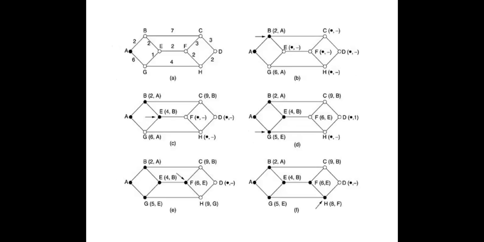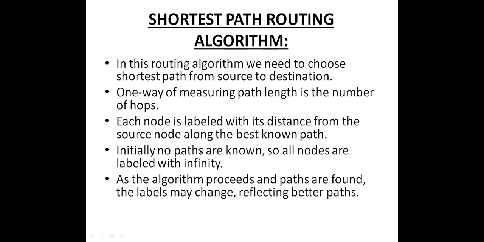And then the shortest path routing algorithm. So what is the shortest path routing algorithm? This is the example for it. Observe here, each and every node is labeled with two things: the distance and the best path to move. What is the shortest path in order to reach the destination? In order to know that, we go for the shortest path routing algorithm. Each node is labeled with the distance from the source node along with the best known path.